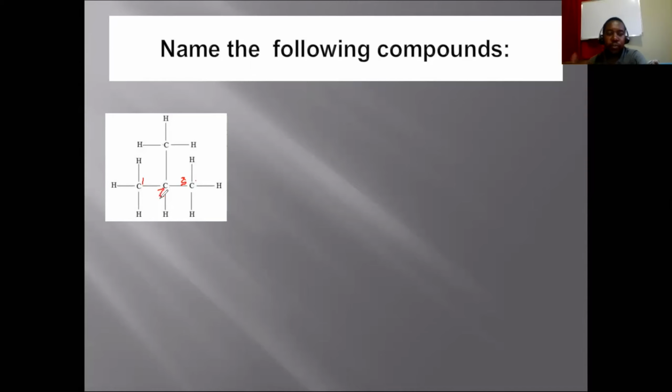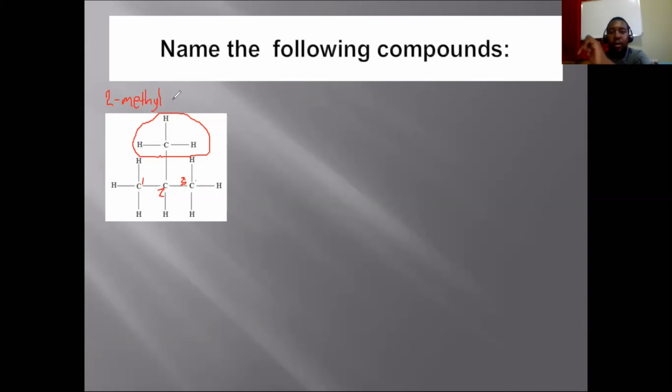Now that we know that the branch is on number 2, we need to know what the name of the branch is. We notice that this is our unbranched chain here, so this here is our branch. What's the name of this branch? A methyl branch, because it only has 1 carbon present. So now we have the name of the branch and the number of the carbon it is on. We tell the person reading that it's on carbon 2, so we put a 2 there. We put a dash, and then the name of the branch, methyl. So we're telling them that on carbon 2 there is a methyl branch.